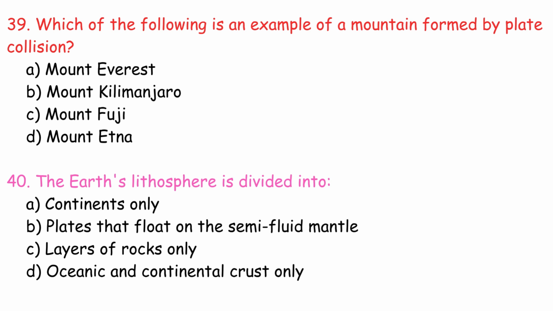40. The Earth's lithosphere is divided into A. Continents only. B. Plates that float on the semifluid mantle. C. Layers of rocks only. D. Oceanic and continental crust only.